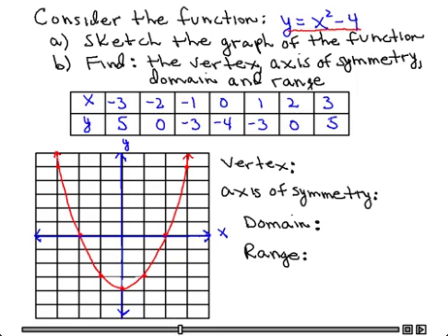Now let's next determine the coordinates for the vertex. And you know when a parabola opens up, as this one does, that the vertex will be the lowest point on the graph. And I think you can see that that will be down here, where I'm putting it in green at the point (0, -4). So that will be the vertex.